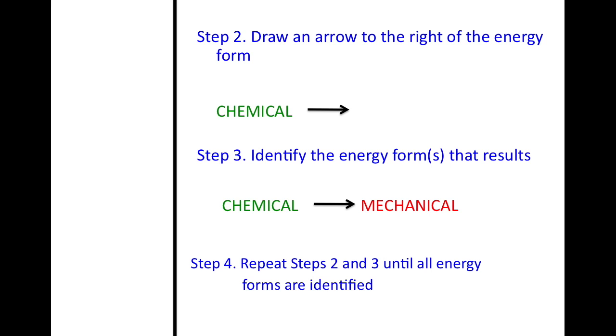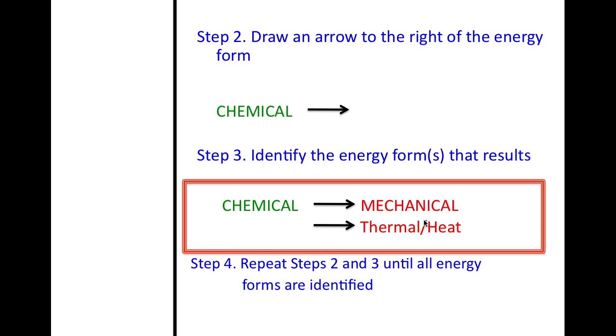Step 4, you want to repeat steps 2 and 3, so you're going to continue to draw more arrows coming out of this first energy form until all energy forms are identified. So can you think of anything else that might occur from using gas to make your car drive other than just making the car move? If you said thermal or heat energy, you are correct. So here what we have is we have chemical energy being in the form of gas that is transforming itself into mechanical energy and also into thermal or heat energy.